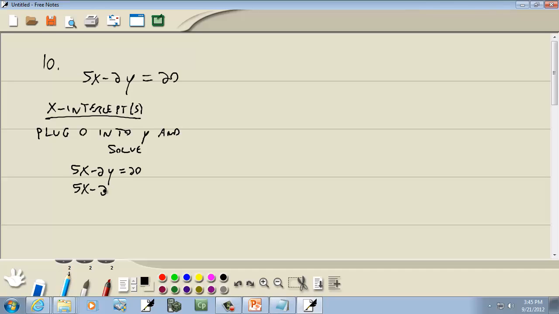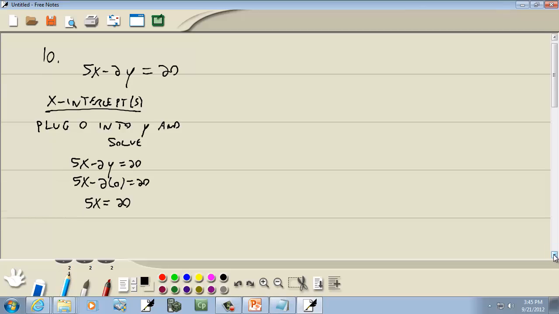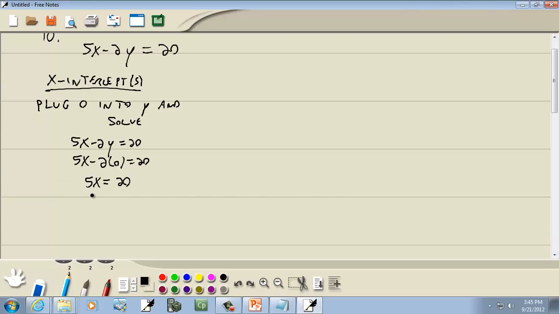So we took our equation, 5x minus 2y is equal to 20, and we plug 0 into y. So we get 5x minus 2 times 0 equals 20. Now negative 2 times 0 is 0, so that drops away. We'll divide both sides by 5, and we get x is equal to 4. So x-intercept wise, this would be (4, 0).